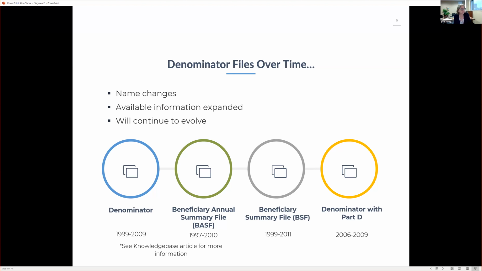Now, things have expanded and the names have changed. We went from denominator to beneficiary annual summary file to beneficiary summary file to Master Beni summary file to denominator with Part D. Sort of like managed care, this file gets renamed from time to time. It's effectively the same idea, which is we need to know who's in our population and we need to know things about them.